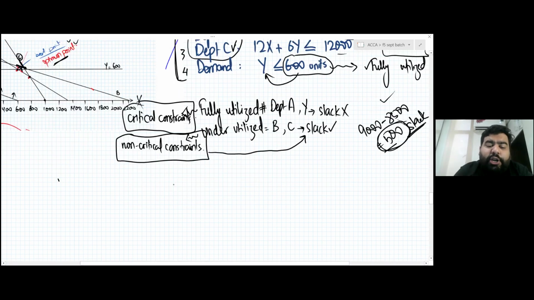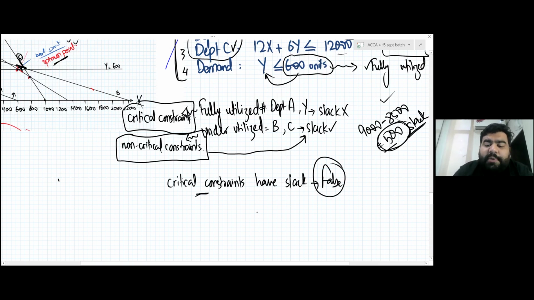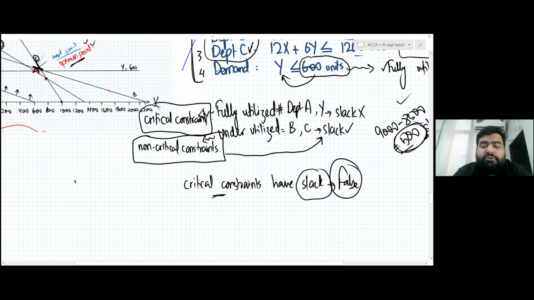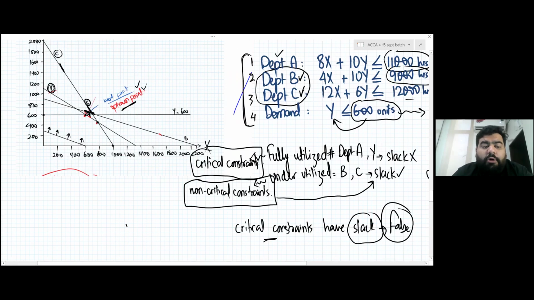If in any theoretical question it's written that critical constraints have slack, you will say false, because critical constraints are completely utilized. There is no underutilization, meaning it has no slack. Slack is always with the non-critical constraint. It was the concept of slack.